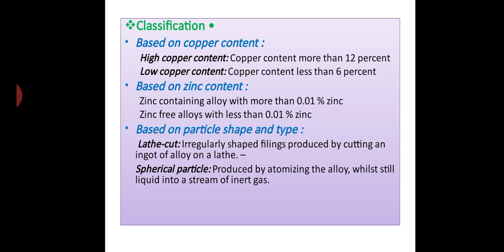In high copper, the copper is more than 12%, and low copper has less than 6% copper present. Based on zinc content: alloys with more than 0.01% zinc and alloys with less than 0.01% zinc. Based on particle shape: lathe cut and spherical particles. Lathe cut are irregularly shaped fillings produced by cutting an ingot of alloy on a lathe. Spherical are produced by atomizing the alloy while still liquid into a stream of inert gas.